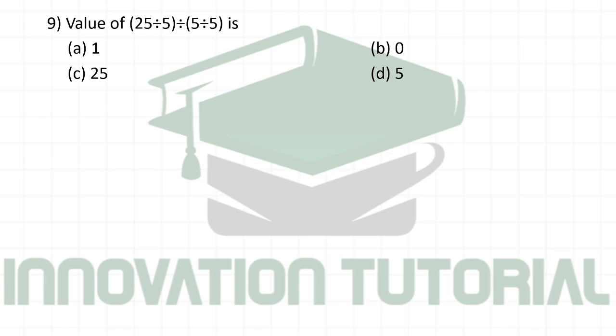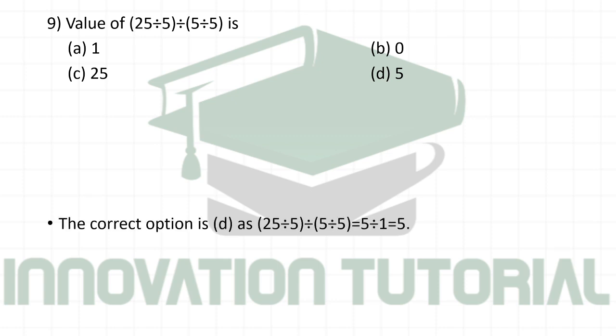Supreet Basra is saying 5, Monica Dogra is saying D, Rana Singh is saying D. Anyone else who can answer this question? Surjit Kaur is saying 5. So yes, the correct answer is 5, as 25 divided by 5 is equal to 5 and 5 divided by 5 is 1. So we get 5 divided by 1, which is equal to 5. So option D is the correct answer for this question.